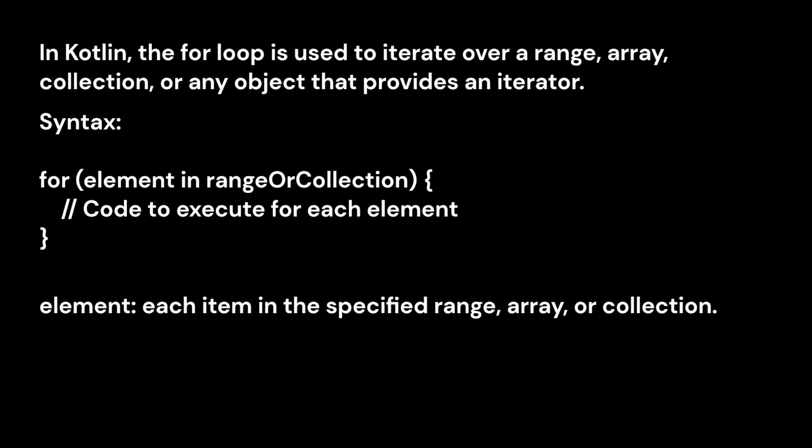In Kotlin, the for loop is used to iterate over a range or an array or a collection, or any object that provides an iterator. Element represents each item in the range or in the array. The loop iterates through each element of the specified range or array. For each iteration, the code inside the loop is executed with the current element. We'll see about arrays in Kotlin later in another video. For now, just know that an array is a collection of elements.